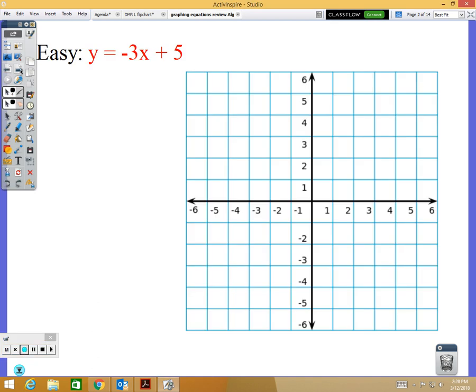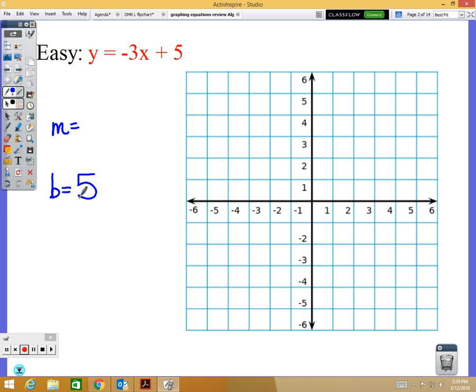Alright, so again, we're going to be starting with easy. So when we look at this equation, y equals negative 3x plus 5, we first need to find the what? The y-intercept is going to be the easiest thing. You're identifying the slope and the y-intercept, but we're always going to start with the y-intercept. The y-intercept is what? The 5, okay? And that is the point that we are putting on the y-axis.